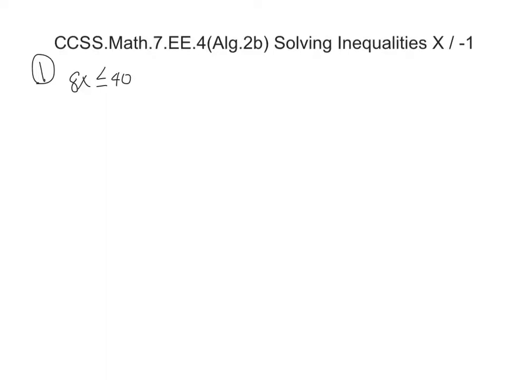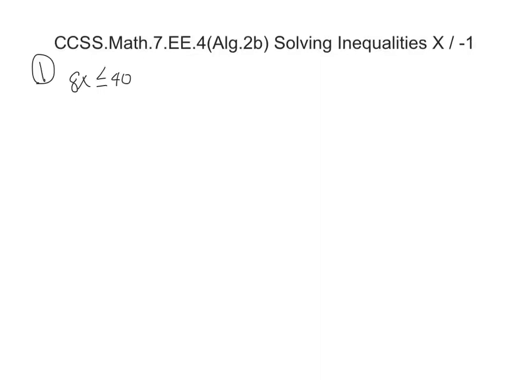Okay, Common Core State Standards, Math, 7th grade, Expressions and Equations for Algebra 2A, and we're solving inequalities with multiplication and division. Our first example is 8x is less than or equal to 40. Inequalities means less than or equal to, or greater than or equal to. So it's not equality, but it's solved somewhat the same.